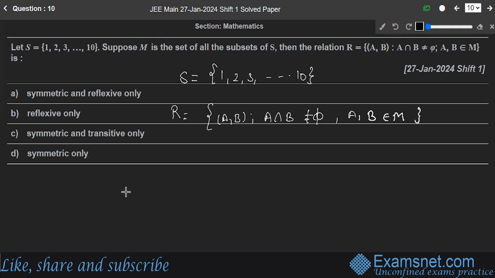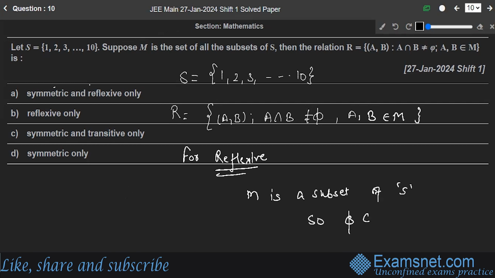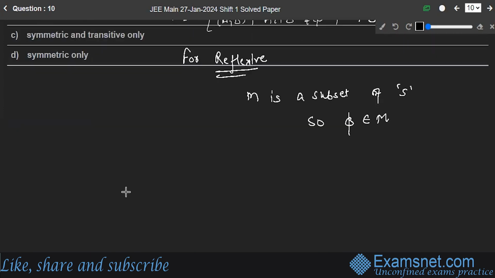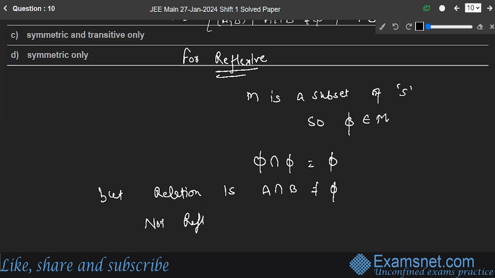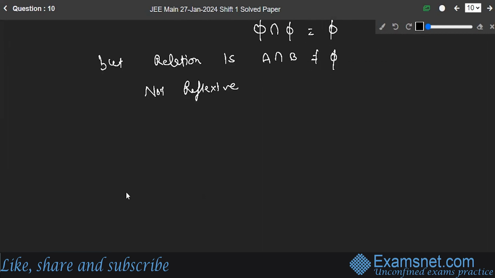Now, for the first one, you're having to check symmetric, reflexive, and transitive. So for reflexive, M is a set of all subsets of S, given. So phi belongs to M. And you have phi intersection phi is phi. But the relation requires A intersection B is not equal to phi. Therefore, it's not reflexive. The second one is for symmetric.